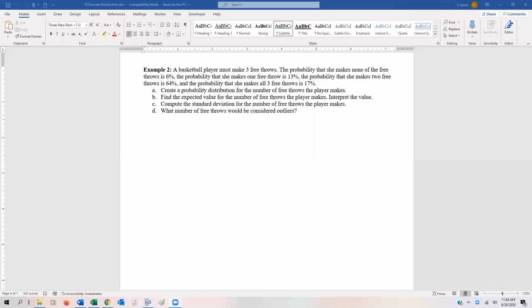We're going to take a look at a second example of using our discrete distributions to be able to find some probabilities and then to interpret a scenario. So let's say for some reason we know that a basketball player has to make three free throws. Tough to say. The probability that she makes none of these free throws is 6%, one free throw 13%, two free throws 64%, and then all three of them are 17%.